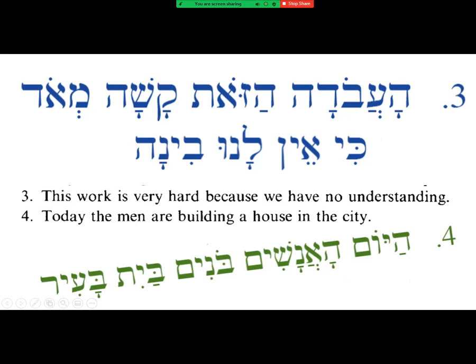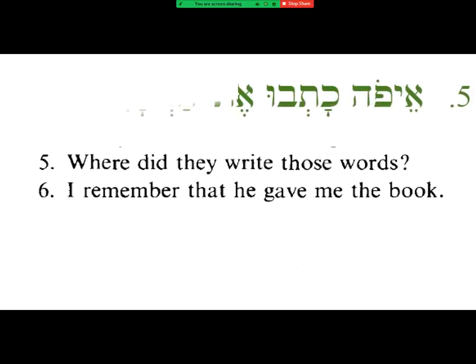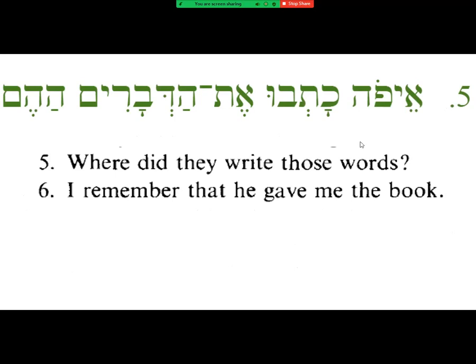All right, number 5. Where did they write those books? Okay, where can either be efo or ayeh. So this one they used efo, and katvu. Okay, so katav is the word for writes. This katvu is they wrote. Et, this is the direct object. Devarim, words. Ha'eleh, those words. So where did they write those words?